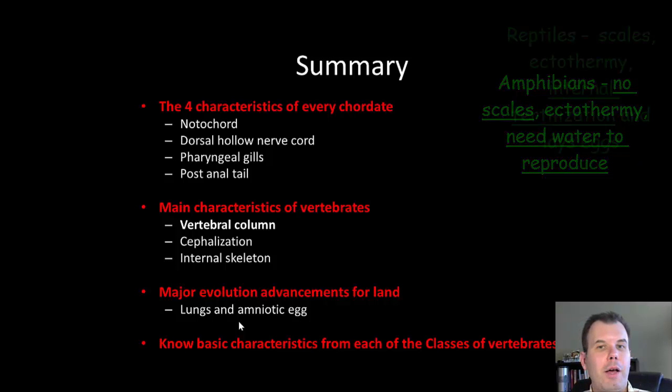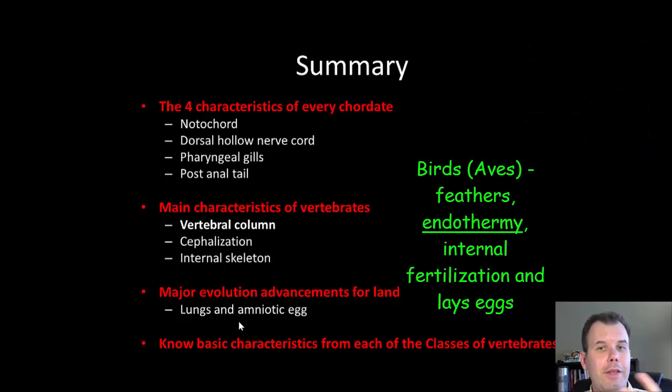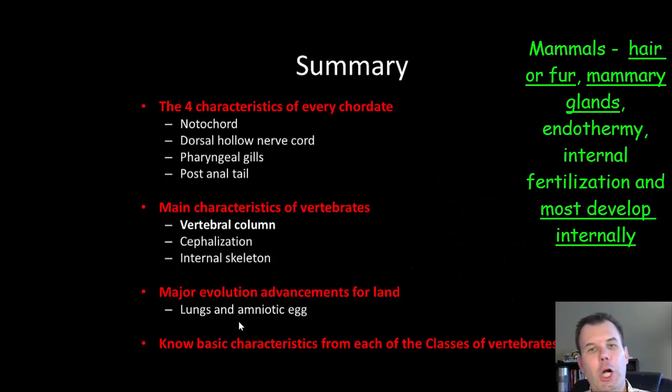You look at the reptiles, they have scales, they have ectothermy, things like that. Important things about the aves or birds are going to be the feathers, endothermy, having the ability to regulate their temperature by internal mechanisms, again using parts of their brain, and then the mammals: the mammary glands, the hair, and then internal development as well. And those are just some of the general characteristics.